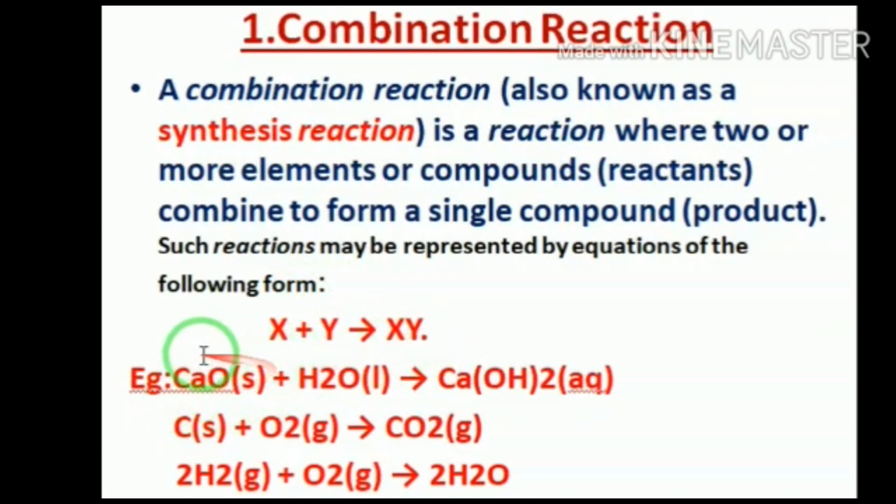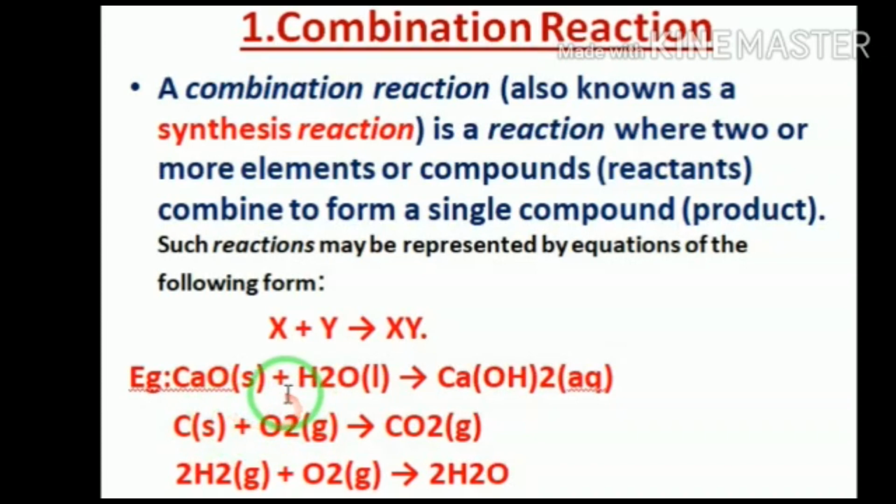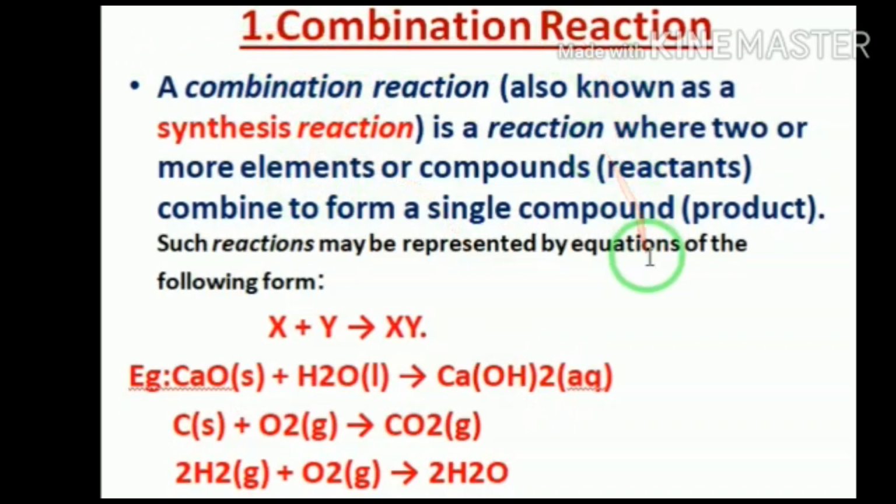We have some examples over here. Calcium oxide is one of the compounds. It combines with water in order to form calcium hydroxide. Let's go to the next one. Here we have carbon. Carbon combines with oxygen to form carbon dioxide. Next we have hydrogen. It combines with oxygen to form H2O. So such type of reaction is known as combination reaction. Let's go to the next one.